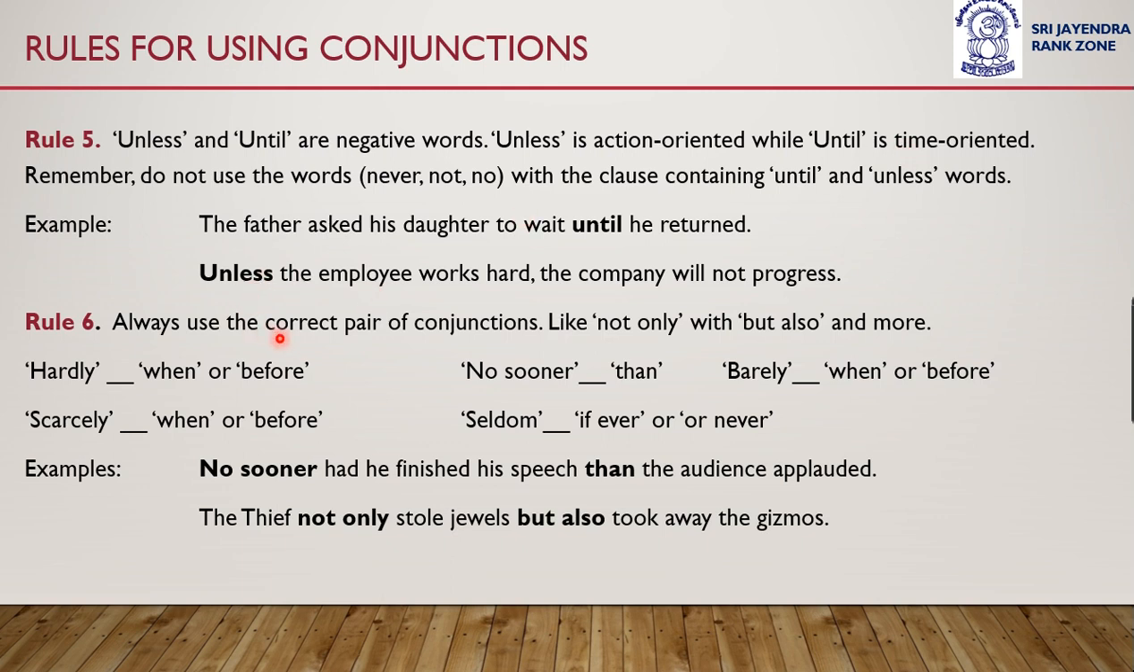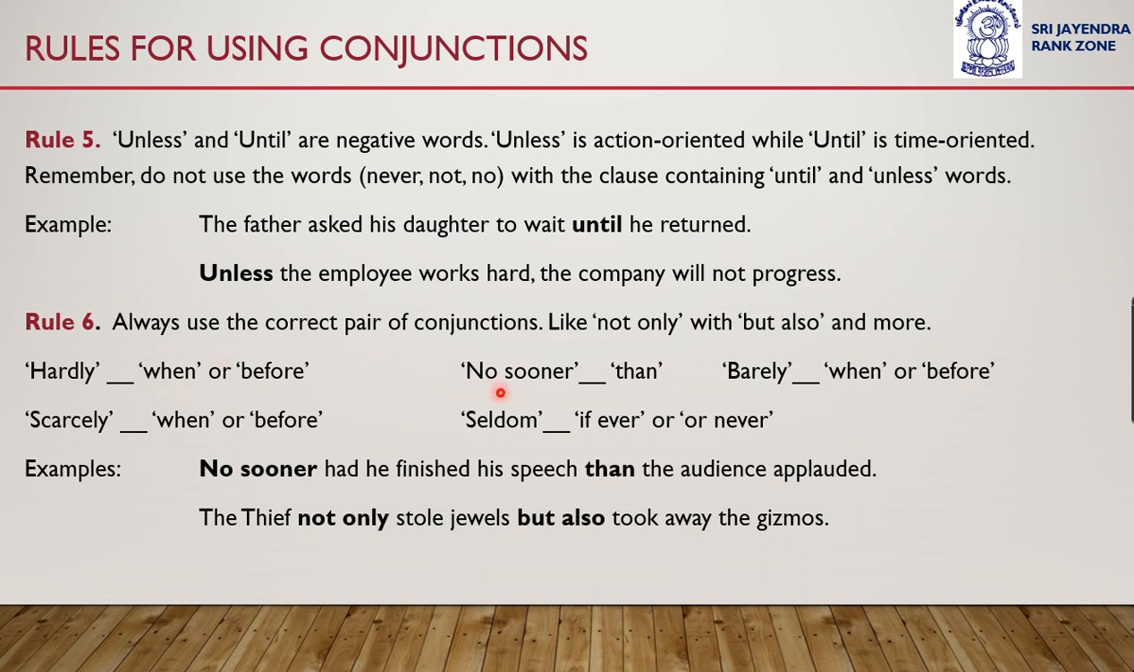Rule number 6. Correct pair of conjunctions. This is for correlative conjunctions like not only with but also, hardly with when or before. So these are correlative conjunctions and therefore they must always be used in correct pairs. For example, if we are using hardly in any sentence, then it must be followed by when or before, nothing else. Okay, we cannot use wherever, where, etc. We have to use when or before with hardly.